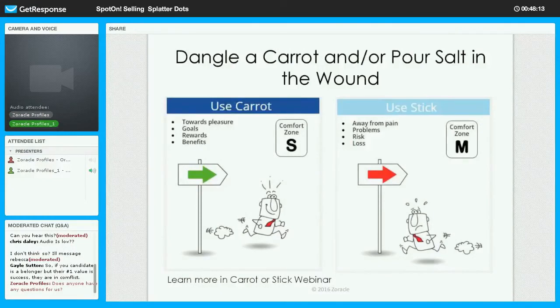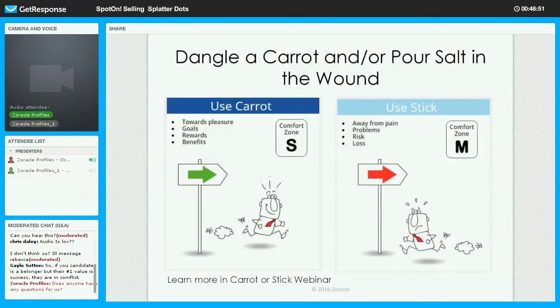The S and the M stand for a small comfort zone versus a medium comfort zone. Then there's a large and there's an extra large. The bigger the comfort zone, the harder it is for someone to move. So just know that people move when they are uncomfortable. If you have a huge comfort zone, you're not likely to take action. So our job as brokers or franchise development folks is to bring that comfort zone down as small as possible so they take quicker action. And we do that by dangling a carrot and pouring salt in the wound.